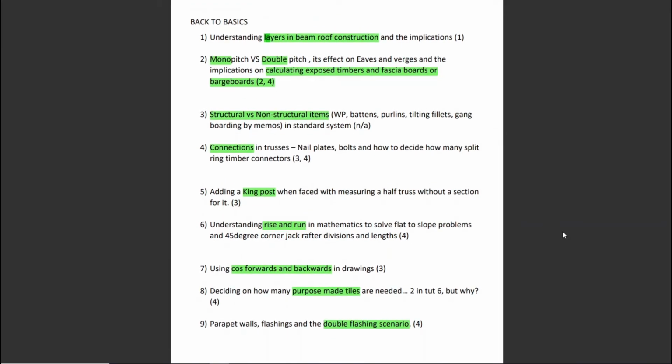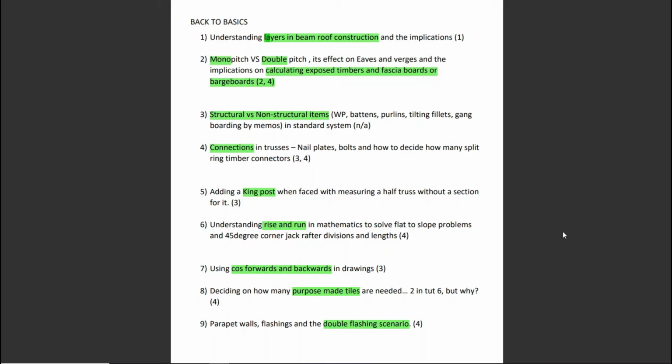Connections in trusses. This one is interesting just because you have to play around with the visualization of your timber in planes. So you've got to visualize, okay, these two timbers, they might be meeting on the same plane, and that would mean it needs a nail plate. If they overlap, then it's going to have a bolt. So we're going to take a look at that and scenarios where maybe you have both a nail plate and a bolt. Interesting.